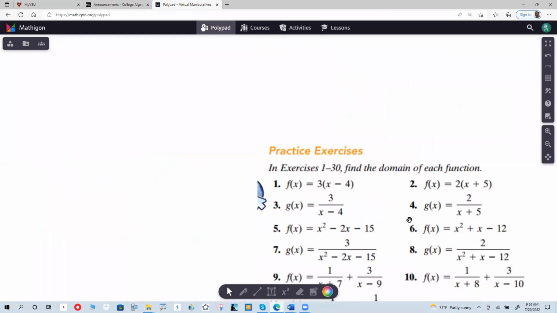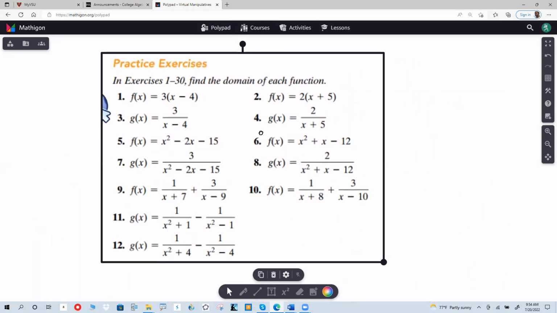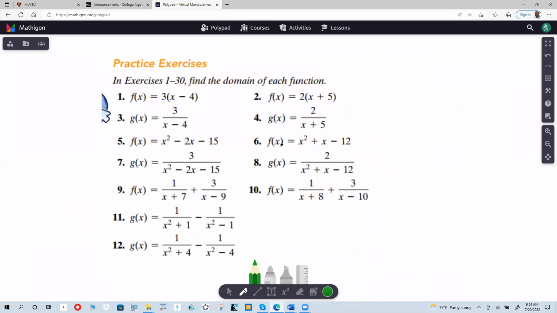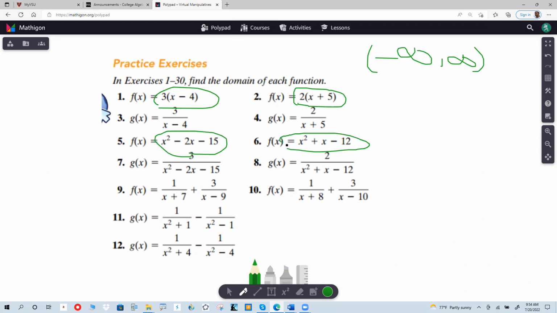This is not bad. So I'm going to do some of the ones really orally. I don't have a radical sign. I don't have division by 0. This will be negative infinity to positive infinity will be the domain. Same thing here. Same thing here. What about this guy, number 4?